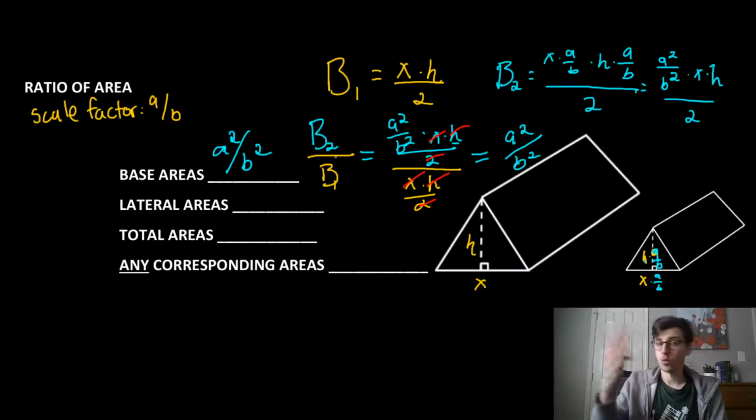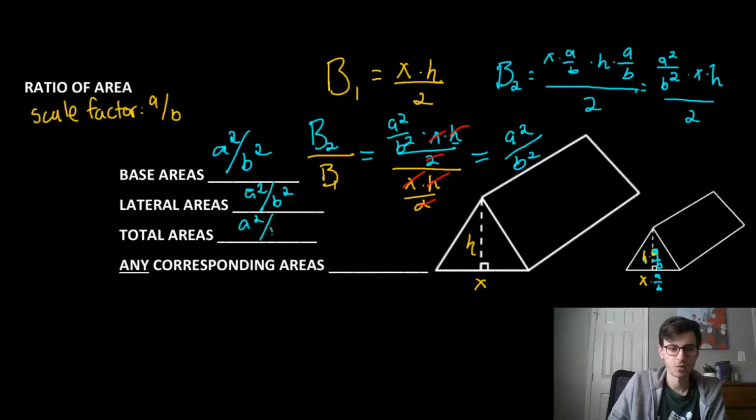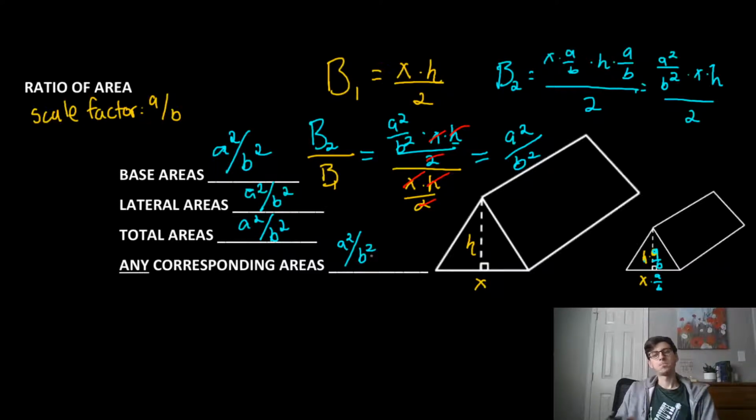And again, no matter what area we're talking about, it's always going to be the same. A squared over b squared. Total areas, a squared over b squared. Any areas, straight to jail. Just kidding. A squared over b squared. Seriously, Parks and Rec, check it out. No matter what area you have, it's a squared to b squared if the scale factor is a to b.